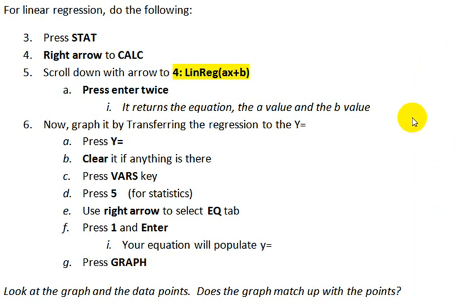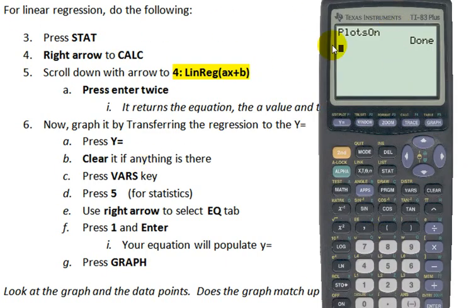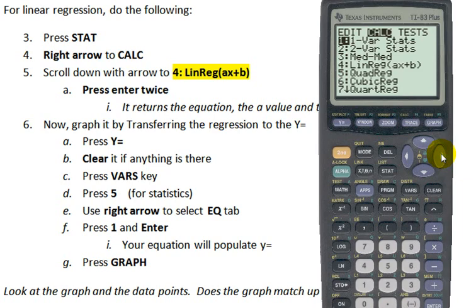So let's do the linear regression first. I'm going to clear my screen to get it all nice and clean, and we're going to press STAT, right to the left of your arrow keys, your cursor keys. Now we want to right arrow over to CALC. See, EDIT is highlighted. We want to go to calculations.